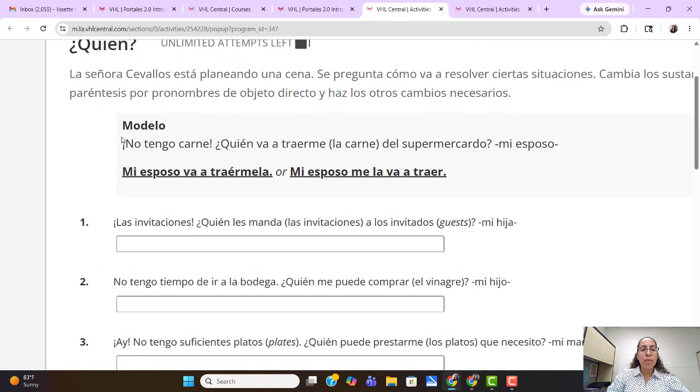So looking at the model, which is always key, no tengo carne. ¿Quién va a traerme la carne del supermercado? So I can respond to this. Mi esposo va a traérmela. Or you can split up your pronouns. You don't have to attach them. Mi esposo me la va a traer.